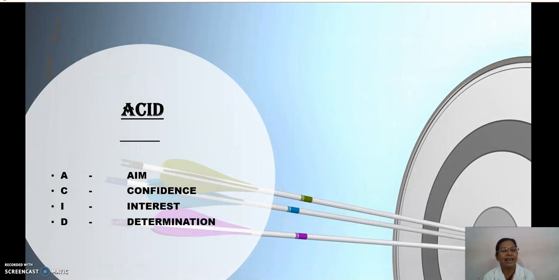Here, in ACID, A stands for aim, C for confidence, I for interest and D stands for determination. This is that acid. And if you have this acid with you, it will increase your beauty. Children, you always have some aim, so that gives a meaning to our life. And your confidence increases. As much as your confidence is increasing, the path to your aim is easy.